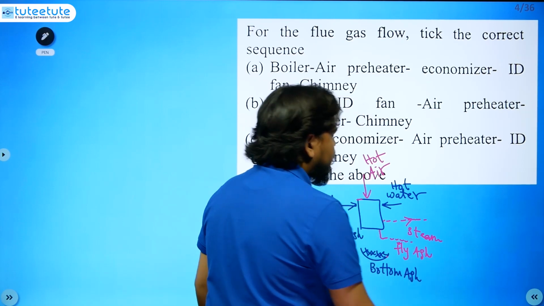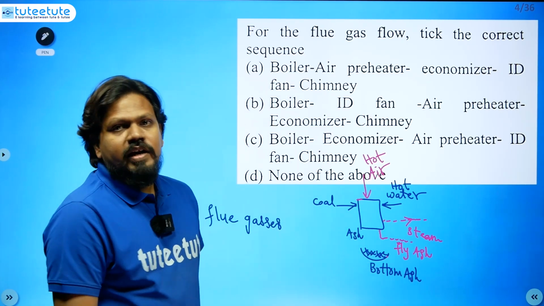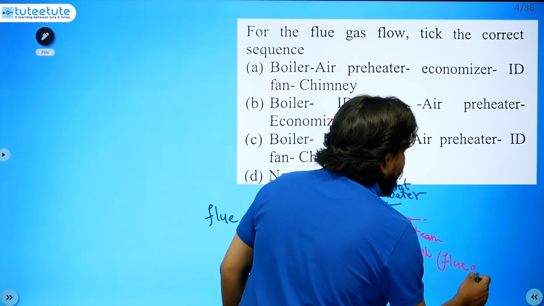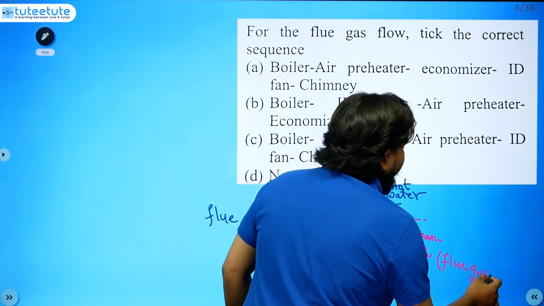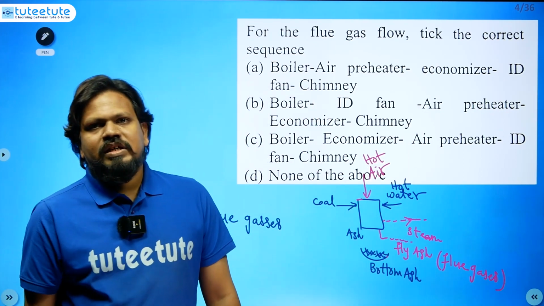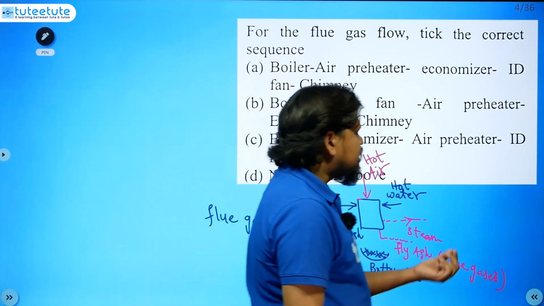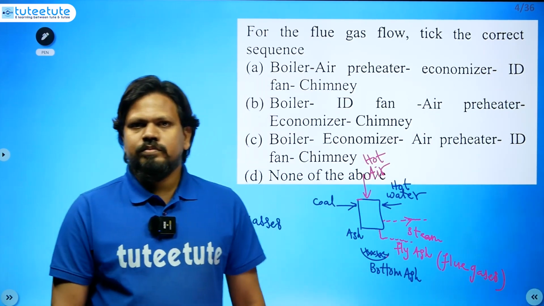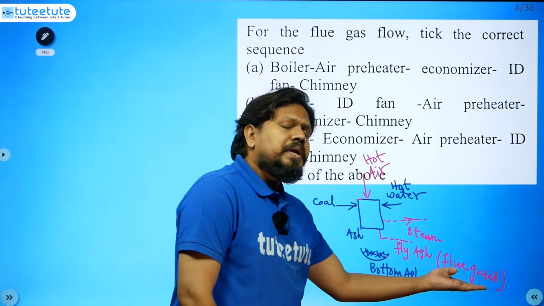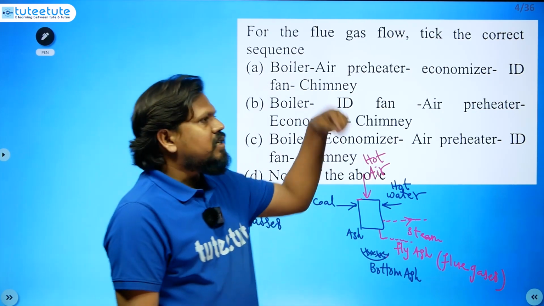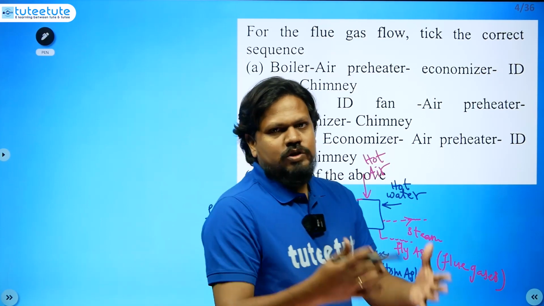In this fly ash there will be flue gases. So what are these flue gases? These are poisonous and dangerous gases, but they have a very high temperature. Understand? They have a very high temperature, but they are very dangerous. You cannot send these directly to the atmosphere.